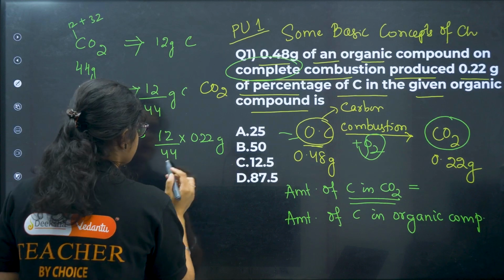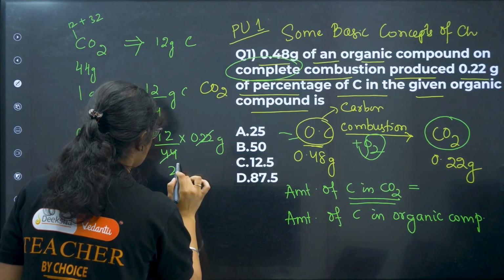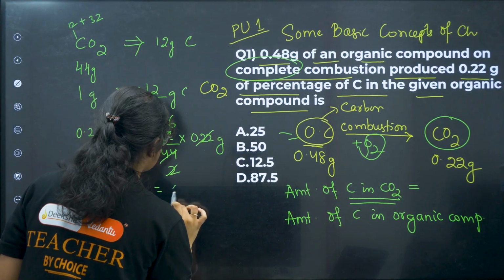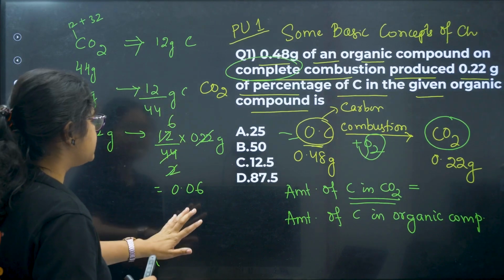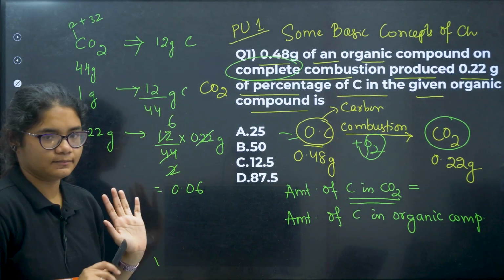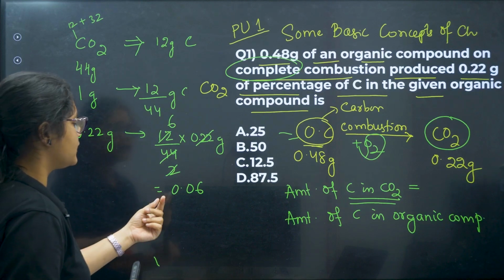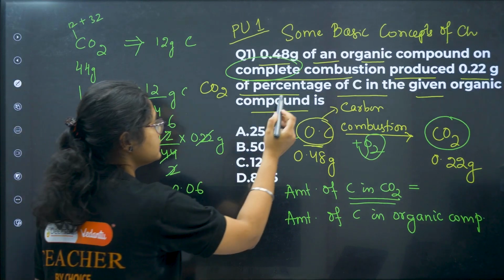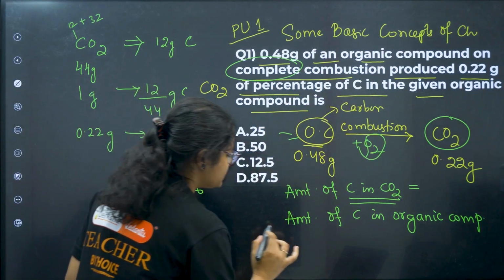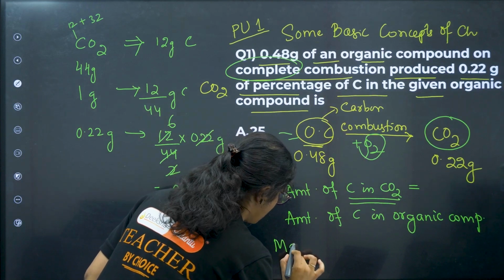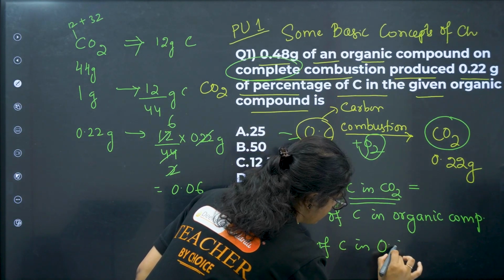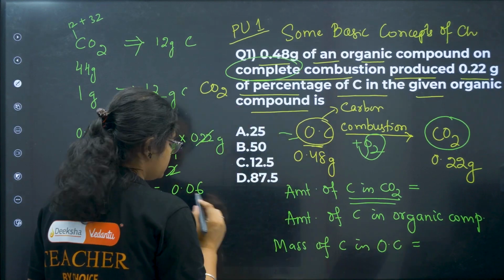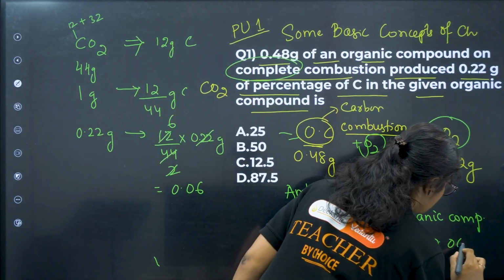So now if you solve this, we'll get 0.06, right? So 0.06 gram of carbon is present, right? Now the question is not about again carbon. The question has asked you the percentage of carbon. So I can say that the mass of carbon in organic compound is equal to 0.06 gram.